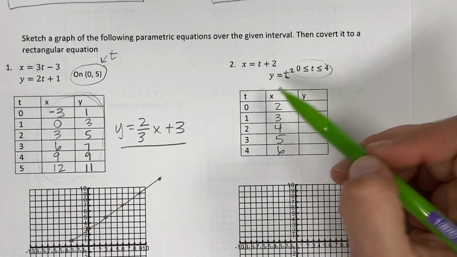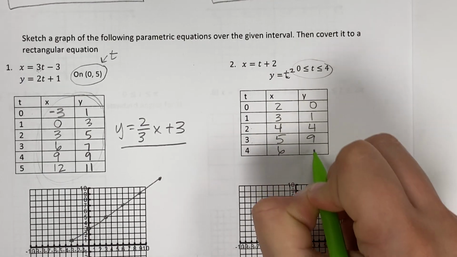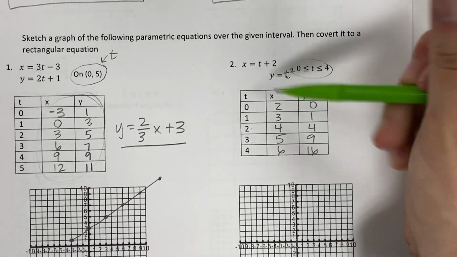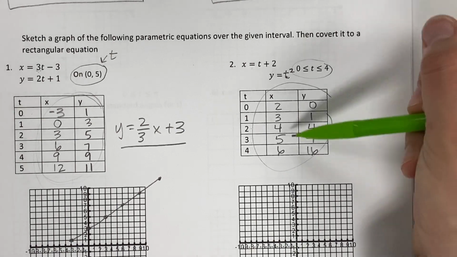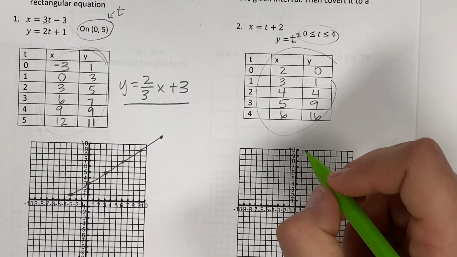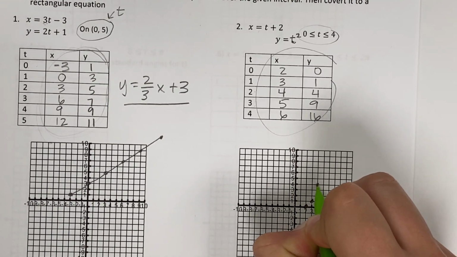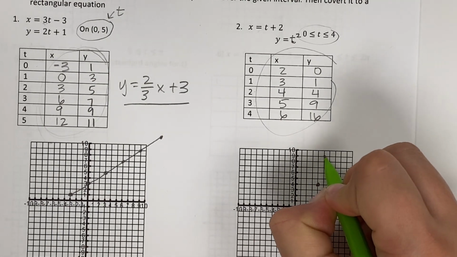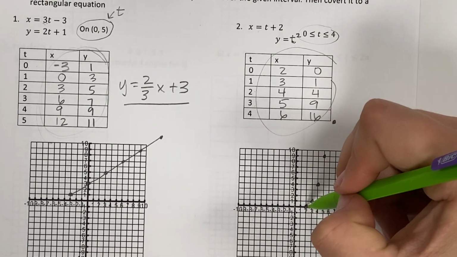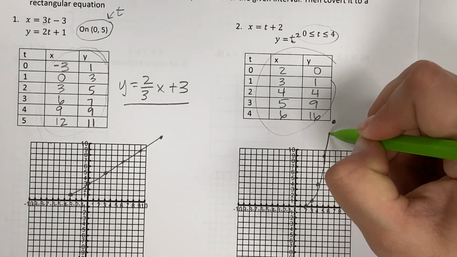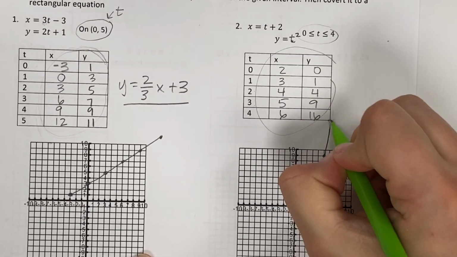And now for the Y, we're gonna square them. 0 squared, 1 squared, 2 squared, 3 squared, 4 squared. Again, ignore the X because you're plugging in T values. So I'm gonna take these coordinates and put them on my graph. Again, you have to include all of them. It's probably closer to right here. Okay.